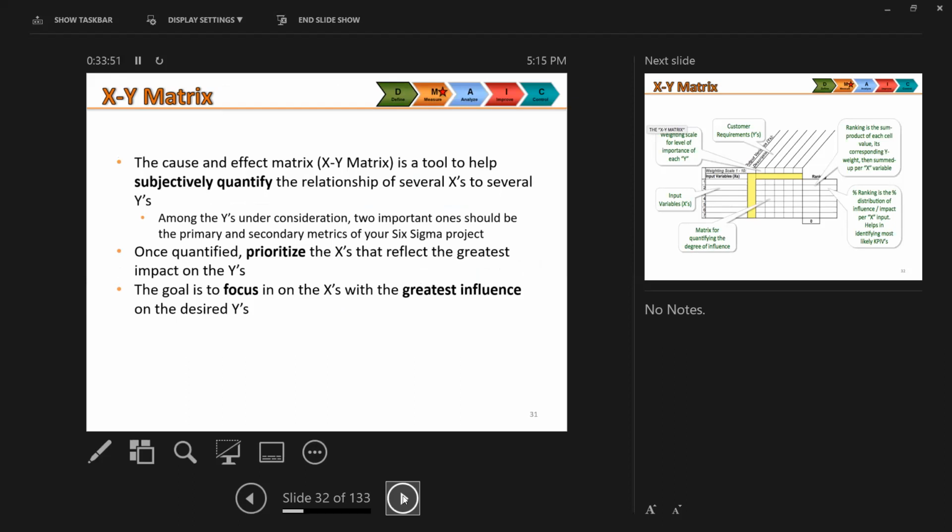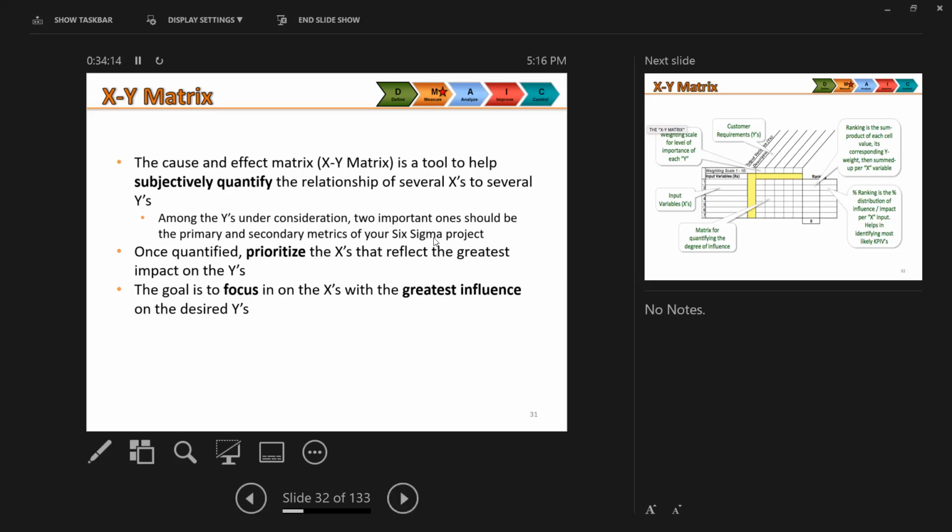with several X's to several Y's. And remember, Y is a function of a bunch of X's. Remember that first equation that Six Sigma is based on? The Y is the result that I want, and it's a function of the inputs. And the inputs are usually vital few factors, probably 3 or 4 things that impact my Y.